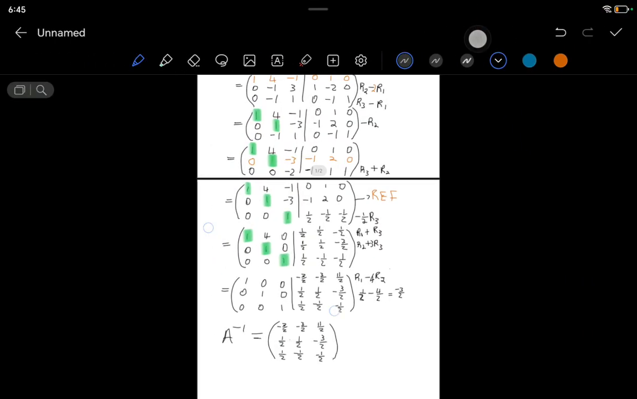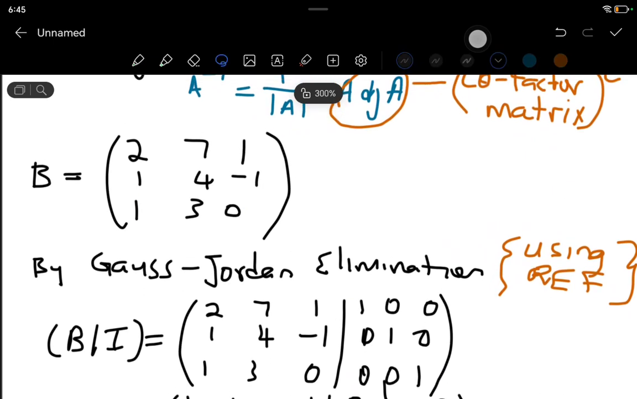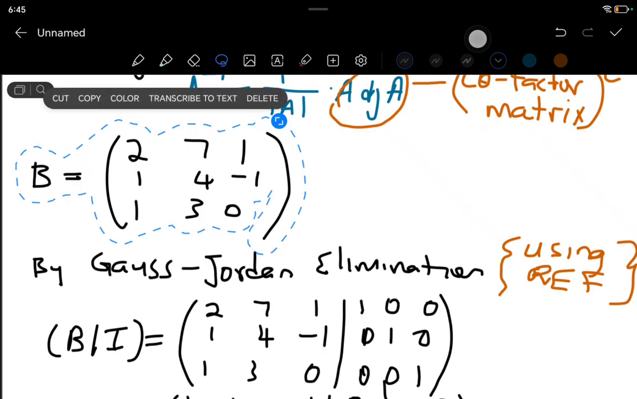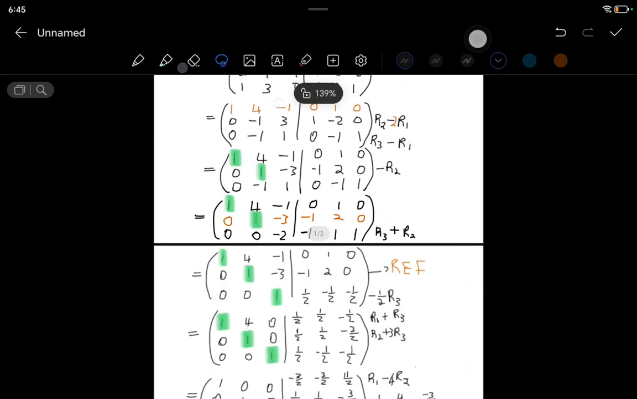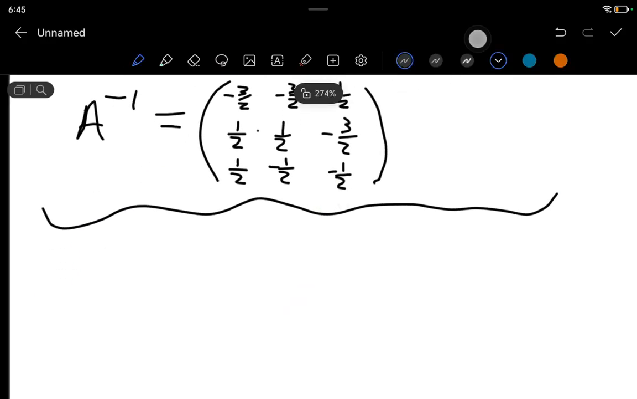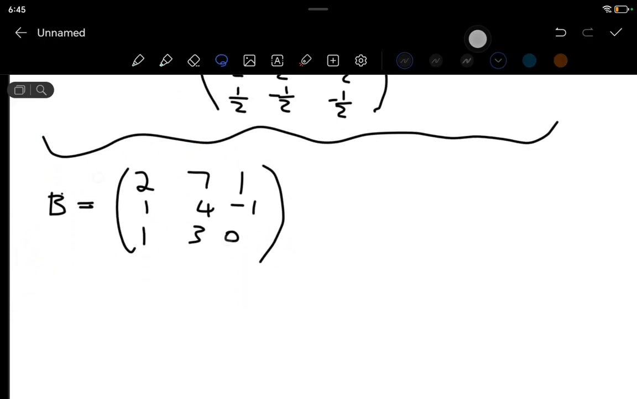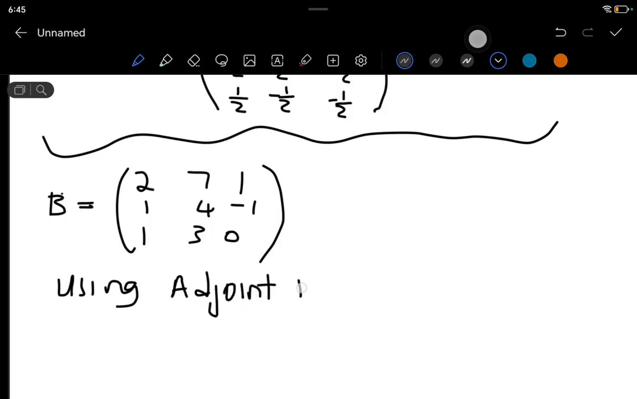So now I'm just going to copy this. Now we are not going to use the Gauss-Jordan elimination. Now we're going to use the adjoint method. Using the adjoint method.